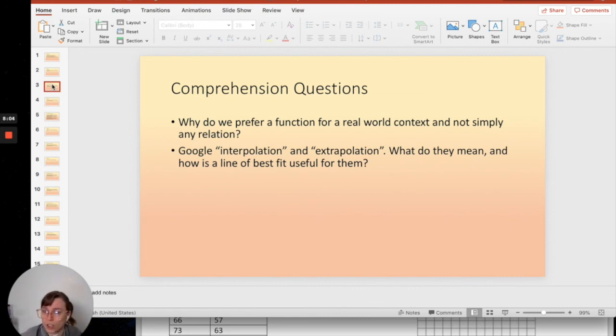Google interpolation and extrapolation and see what they mean and how you use a line of best fit or even a scatter plot to actually find them, or how they are useful. Which one's more useful than another? And which one is a function better for, depending on the real world situation? And that should be about it.